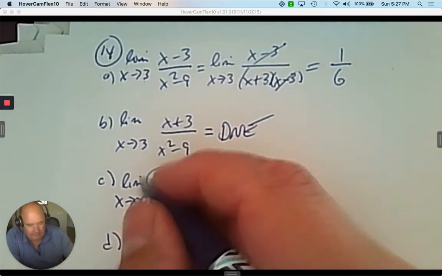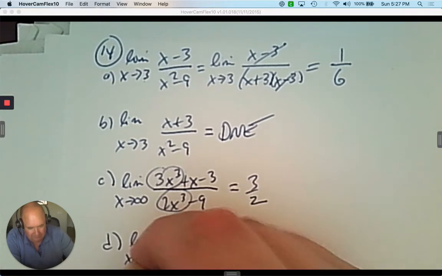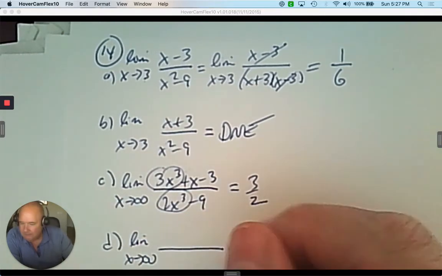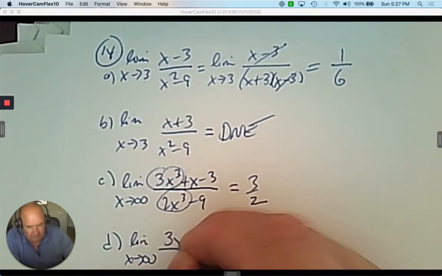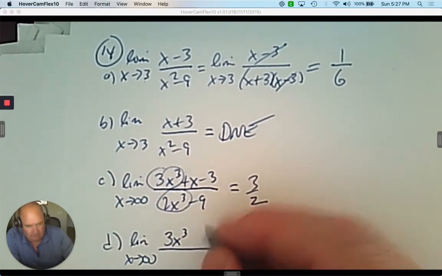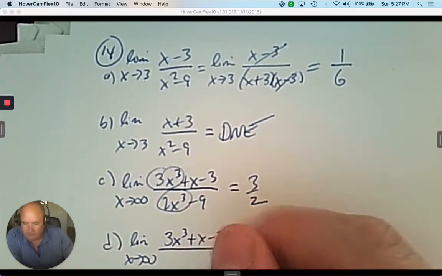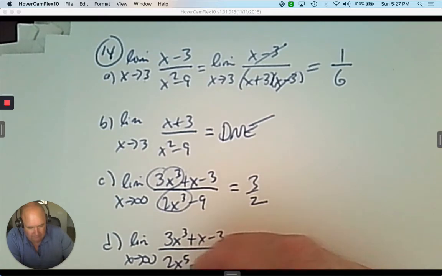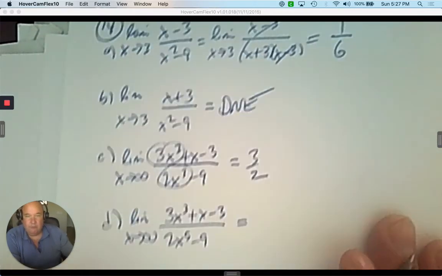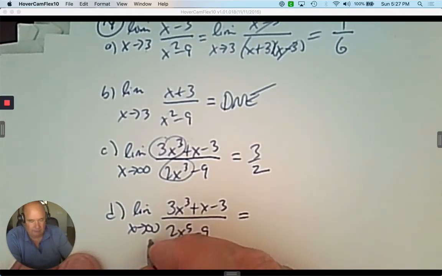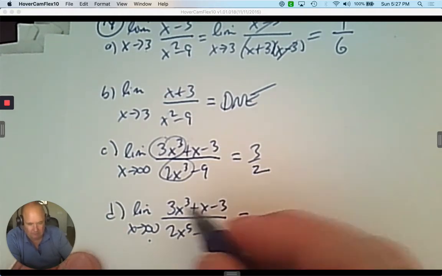Part D, the limit as, again, x approaches infinity, so again the right end behavior, and I have 3x cubed plus x subtract 3. This time I have 2x to the 5th subtract 9. So again, this is the right end behavior. Where are the ends going? Look at the power terms.